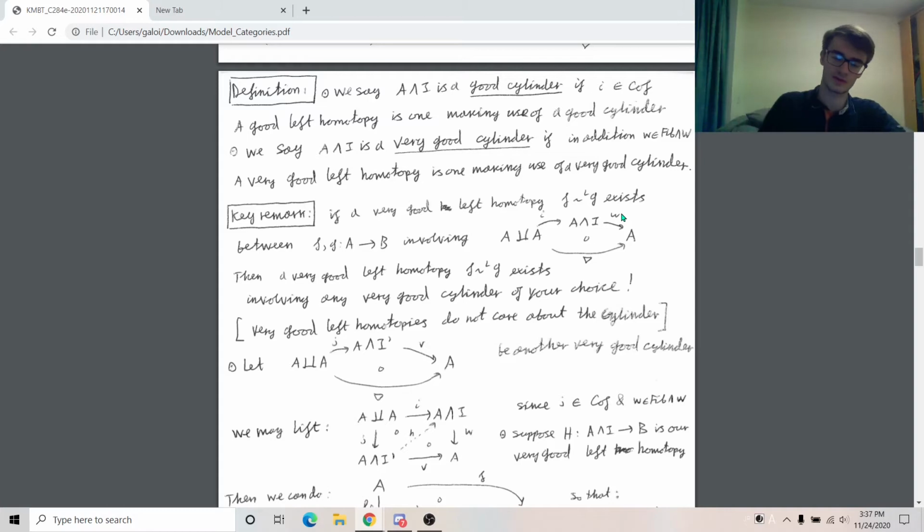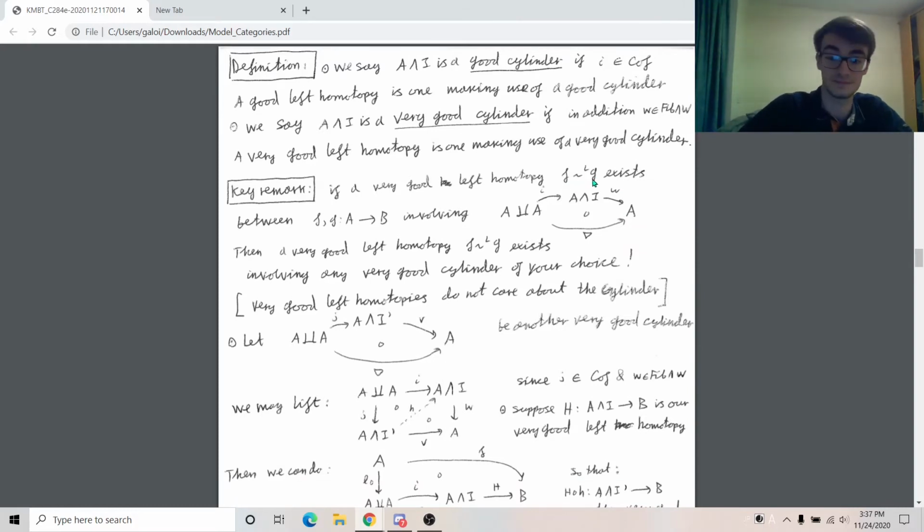And why do we care? Why do we want to use very good cylinders? Because as it turns out, if you have a single very good left homotopy between f and g involving a certain very good cylinder, then you have a very good left homotopy involving any very good cylinder. So you've removed the need to distinguish a very good cylinder when you're working with very good left homotopies.